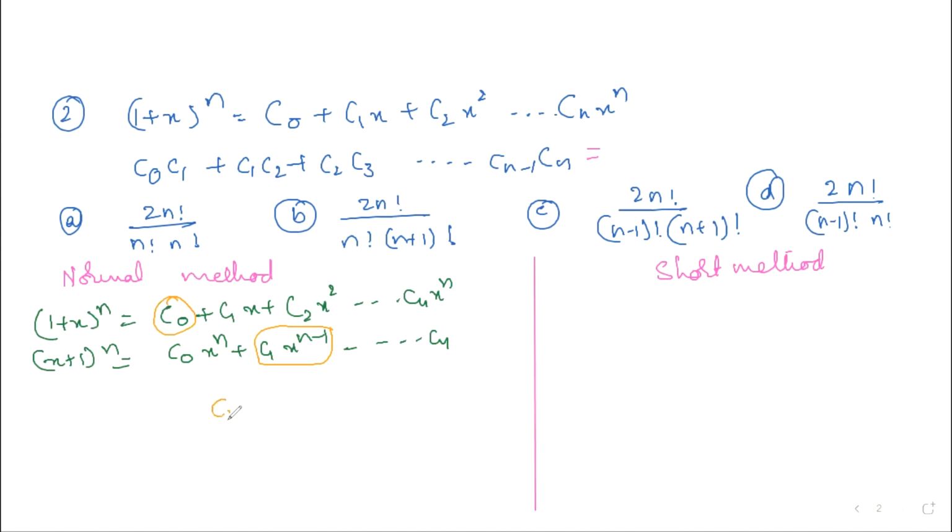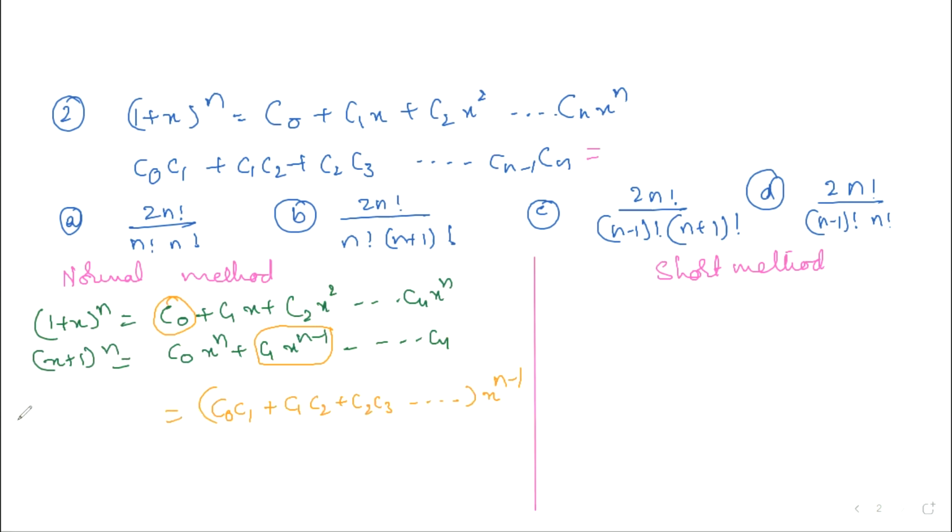Basically, this collection of C0 C1, C1 C2, C2 C3 seems to be a term with x raised to n minus 1. If you look at it the other way around, it seems to be x raised to n plus 1. Both ways you can try the question and both give you the same answer. So the collection of the given series is basically the coefficient of x to the n minus 1 in the product of the above two expansions on the right side.